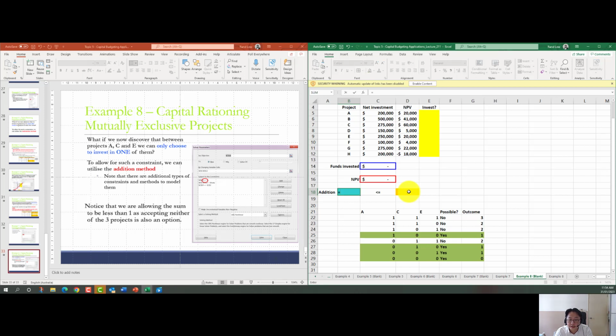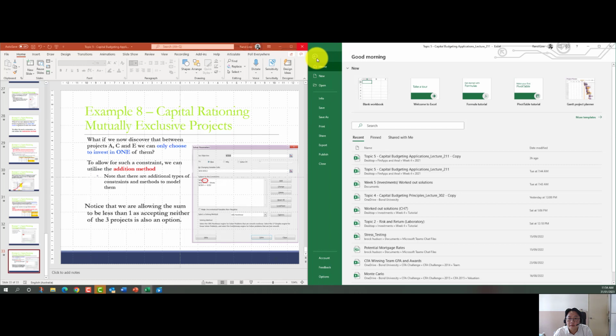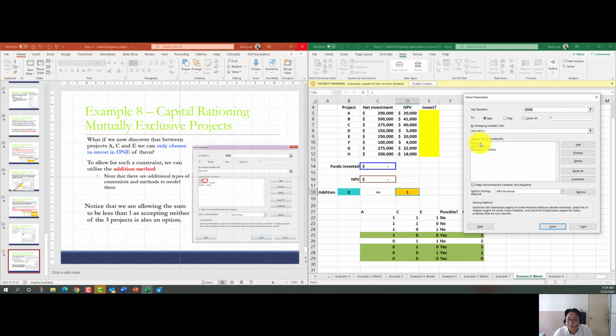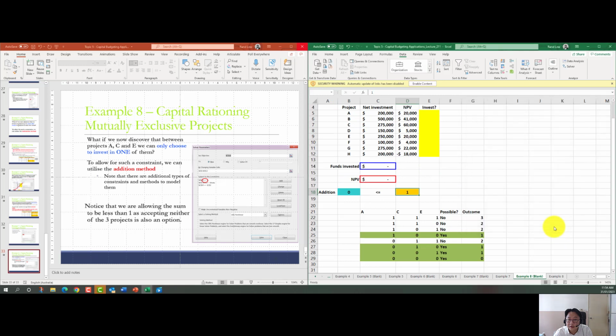So basically we're going to say that it equals A plus C plus E, and based on what we have, the outcome has to be less than or equal to 1. So let's look at the solver. We see that B18 is less than or equal to 1, which is what we talked about here. So when we click on solve, it gives us the combinations that allow us to achieve the outcome.